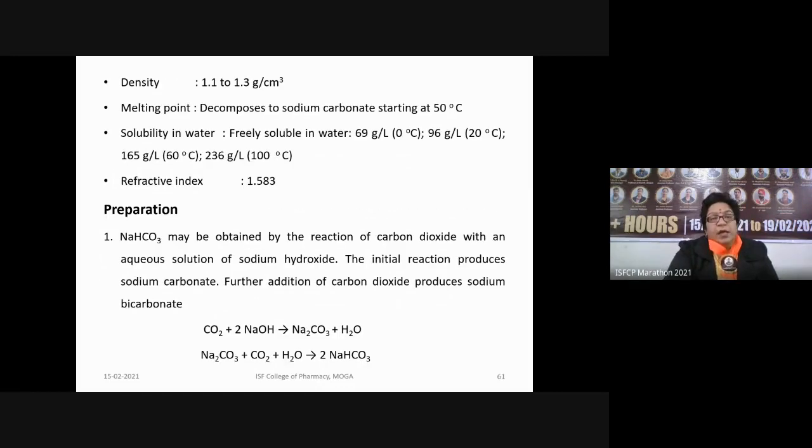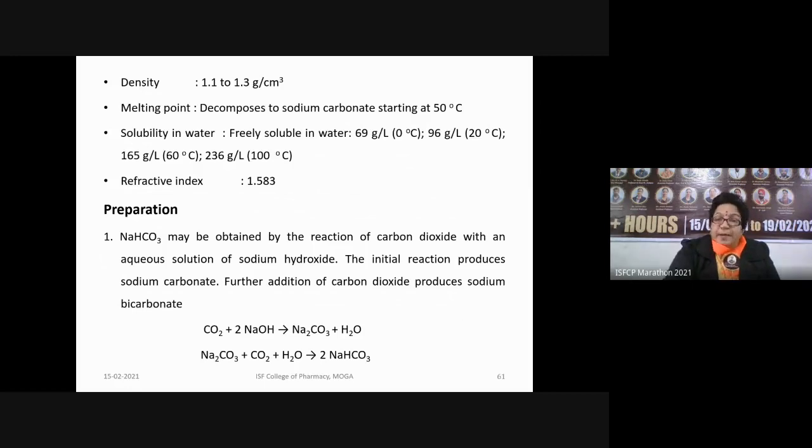Melting point: it decomposes to sodium carbonate starting at 50 degree centigrade. Solubility in water: it is freely soluble in water. 69 gram per liter at 0 degree centigrade, 96 gram per liter at 20 degree centigrade, 165 at 60 and 236 gram at 100 degree centigrade. And its refractive index is 1.583.